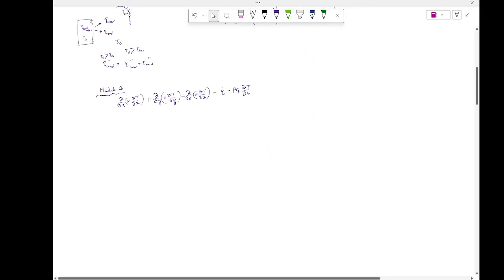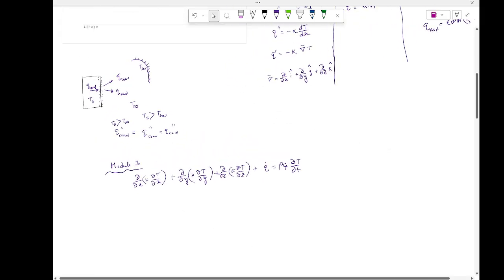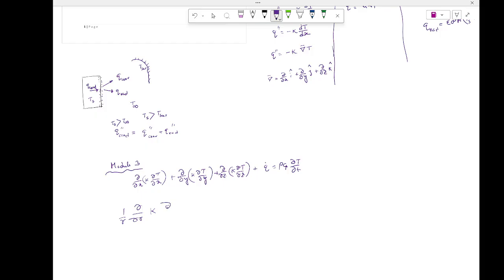I have a cylindrical image. I'm not seeing it now. So the cylindrical one would be, I hope I'm doing it correctly. I don't recall exactly the cylindrical, d-phi.